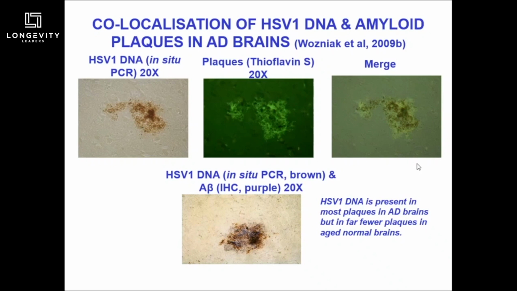But what we found, by quantifying it, semi-quantifying it, was that HSV1 is present in most plaques in Alzheimer's disease brain, 70-something percent it was, but in far fewer plaques in aged normal brain, where it was 20-something percent. So vastly more of the HSV1 DNA is present in plaques in Alzheimer's disease brains. This was an exciting finding, and we were very pleased at that.